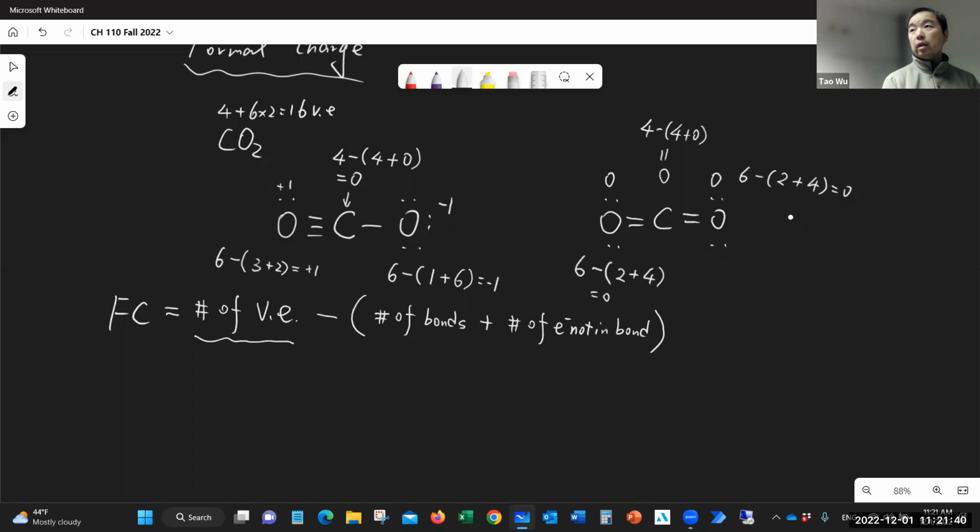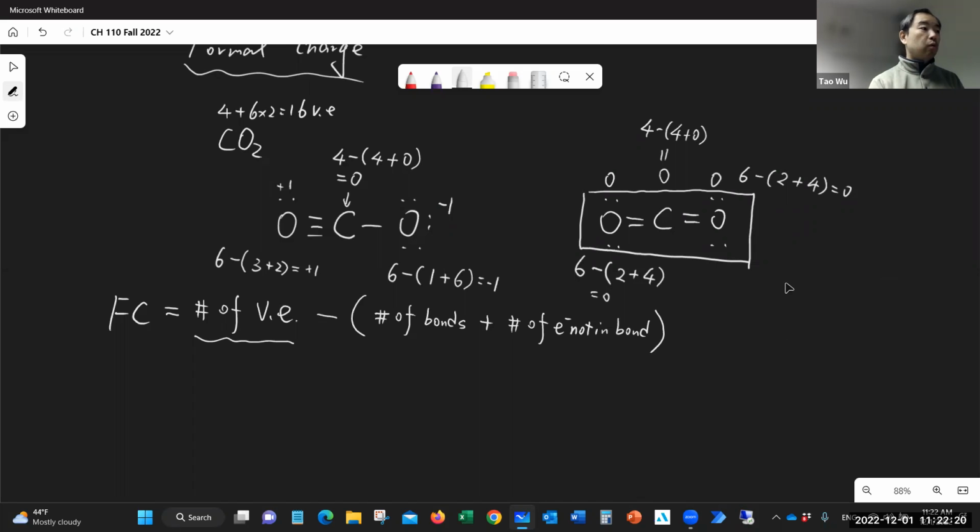So that is the conclusion. If you compare two Lewis structures and cannot tell the difference, then you figure out the formal charge. The more zeros, the better for the formal charge. That is why this is the best Lewis structure for CO2, and everything is a 0. And this is the purpose of the formal charge.